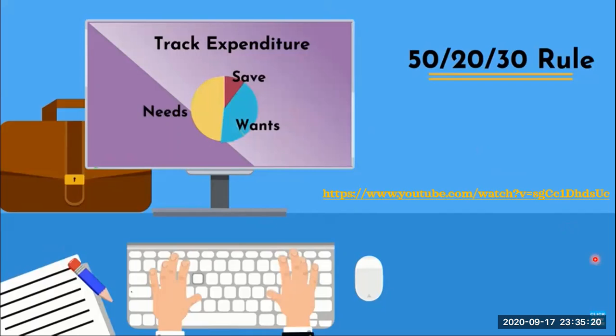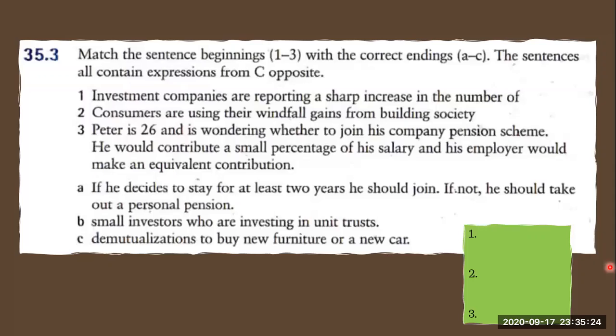Okay? Good. Let's continue. And this is going to be your homework. I decided to put it in the end because it has something to do with the video. So you have to match the sentences 1, 2, 3 with the correct endings A, B, and C. This is about vocabulary, the one we just read in part C.